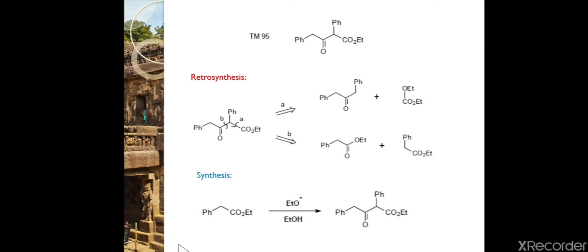We need to take 2 moles of this ethyl ester of phenylacetic acid and treat it with a strong base. One will attack the other and we will get this final target molecule. This is how we are going to synthesize 1,3-dicarbonyl compounds. Let's go for the next target molecule.